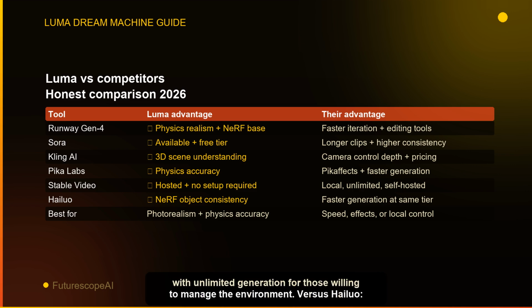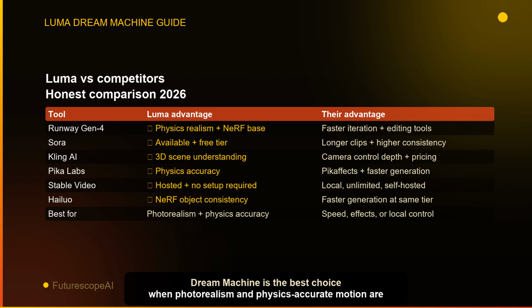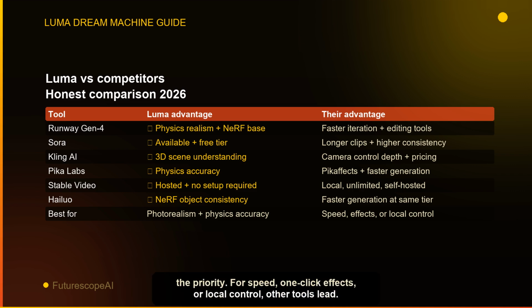Versus Hailuo, Luma's NeRF base gives it stronger object consistency across the frame. Hailuo generates faster at the same quality tier. The honest summary: Luma Dream Machine is the best choice when photorealism and physics-accurate motion are the priority. For speed, one-click effects, or local control, other tools lead.